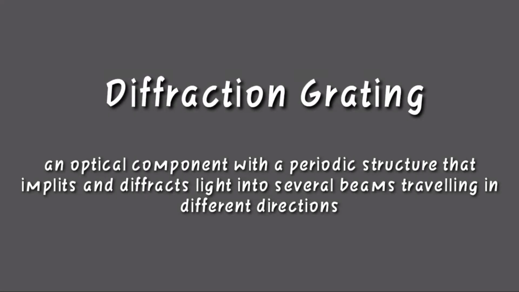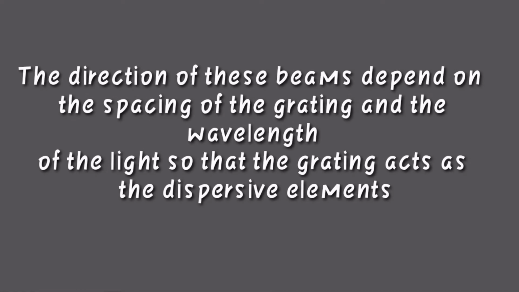Diffraction grating. In optics, a diffraction grating is an optical component with a periodic structure that splits and diffracts light into several beams traveling in different directions. The directions of these beams depend on the spacing of the grating and the wavelength of the light, so that the grating acts as the dispersive element.